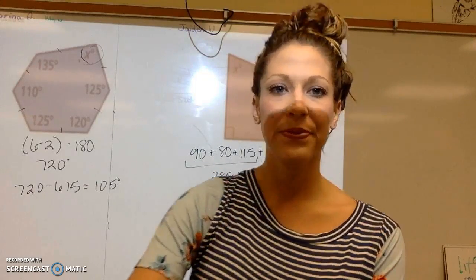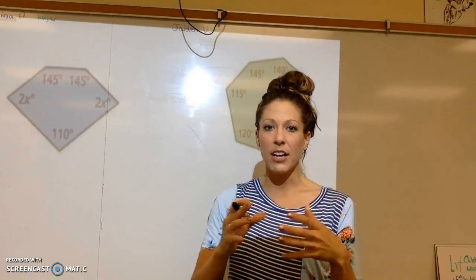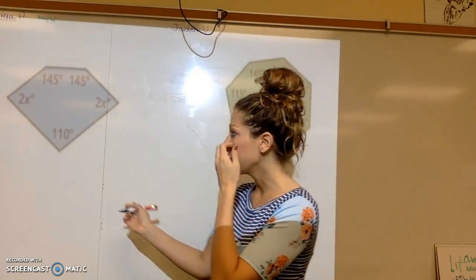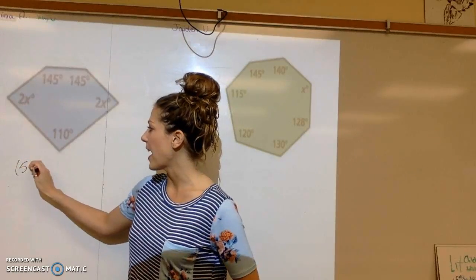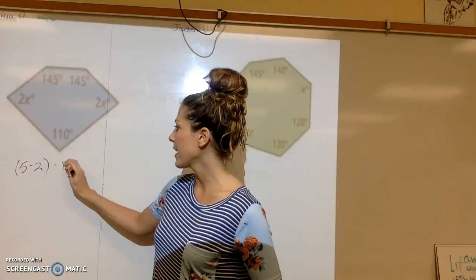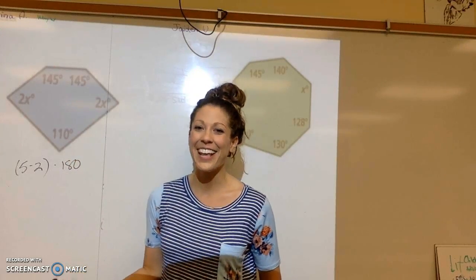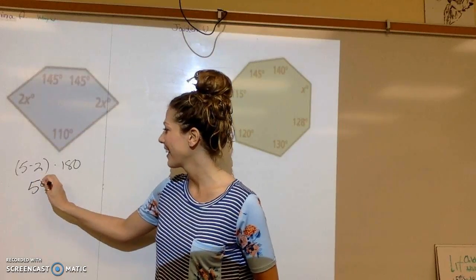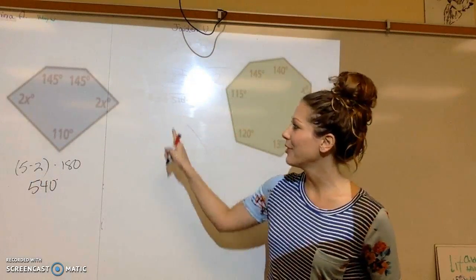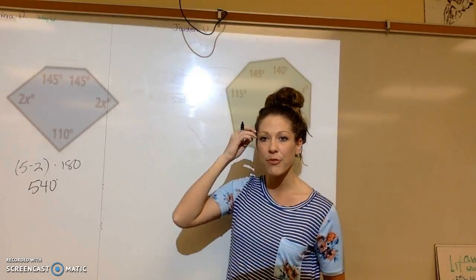All right, so this first shape is a pentagon, which means that there are 5 sides. So the 5 sides, we're going to plug in 5 into our formula. So 5 minus 2 is 3, times 180 gives us 540. So those angles, since there are 5 of them, they should add up to 540 degrees.